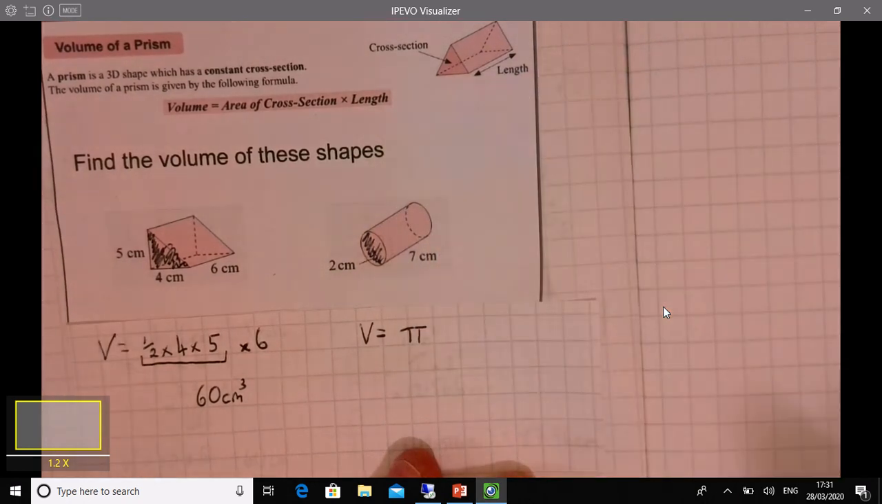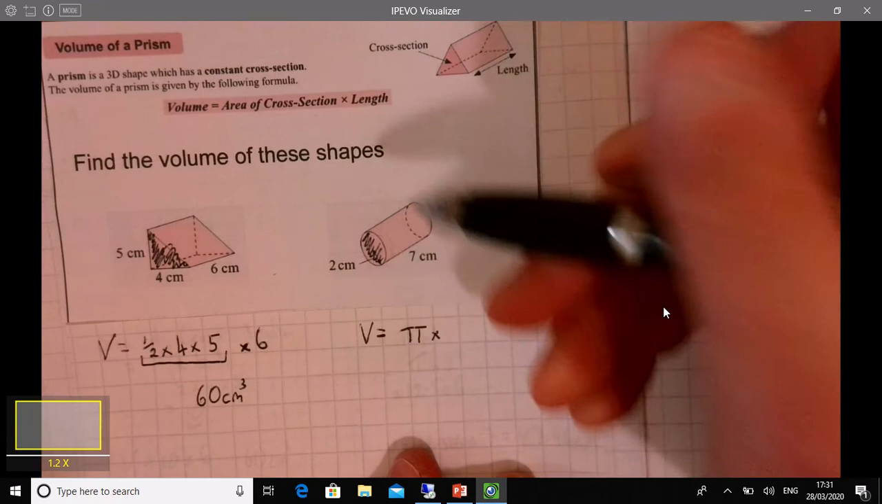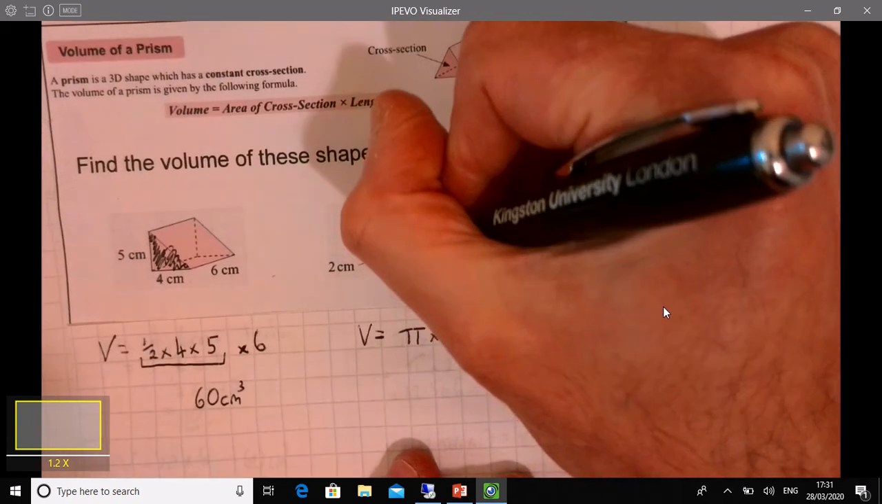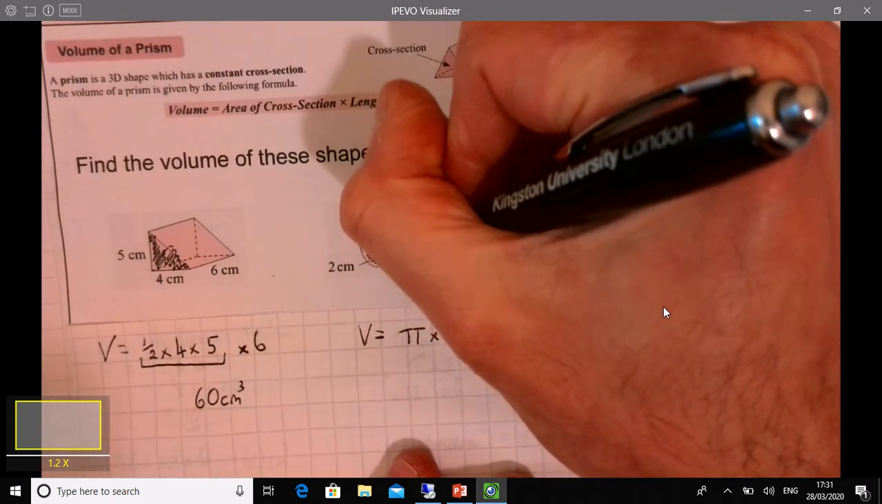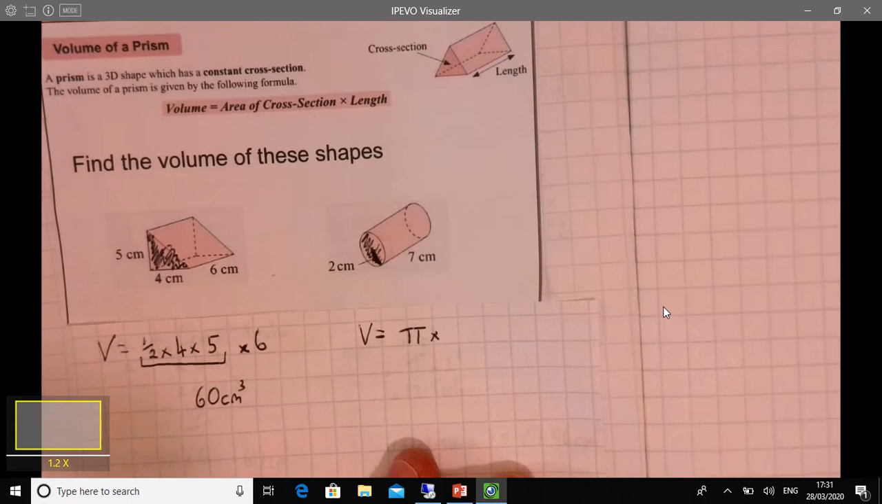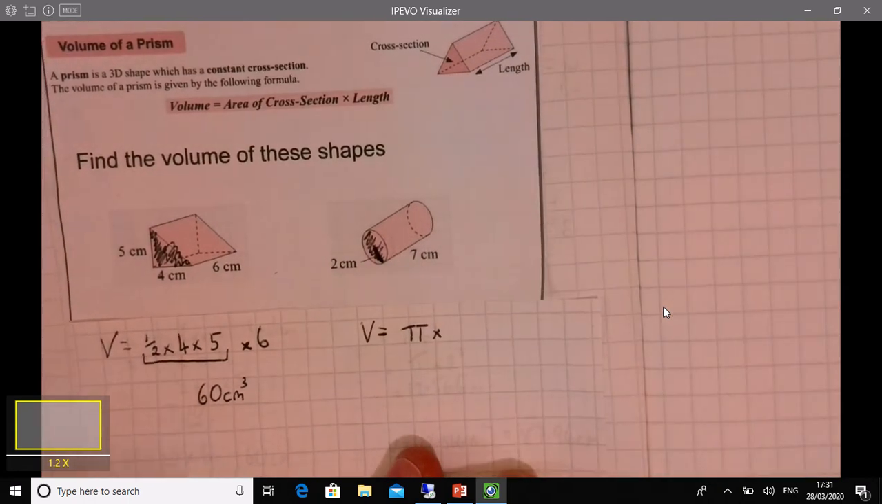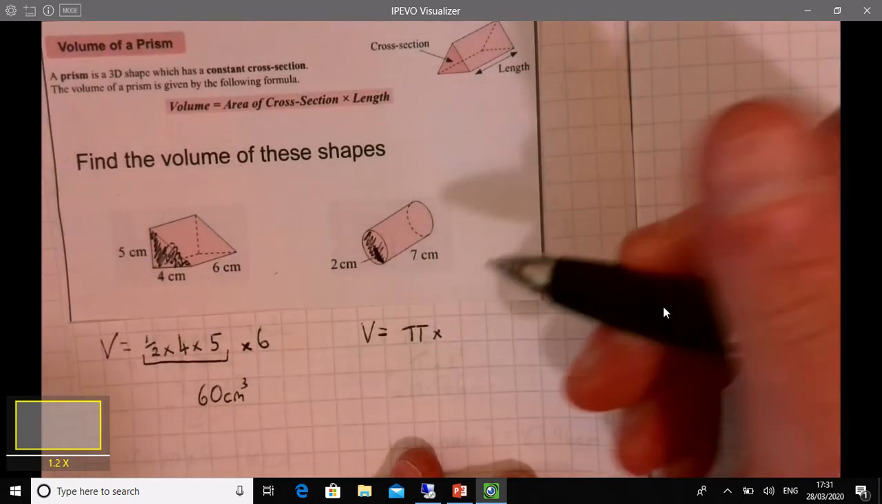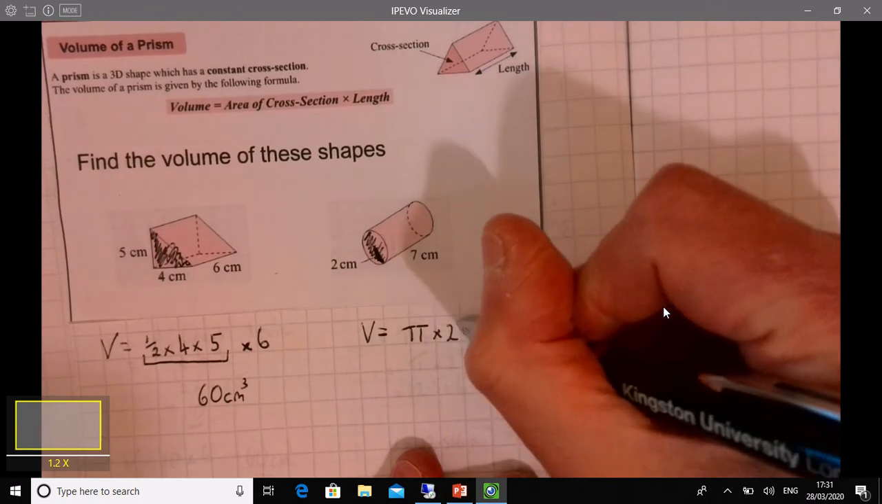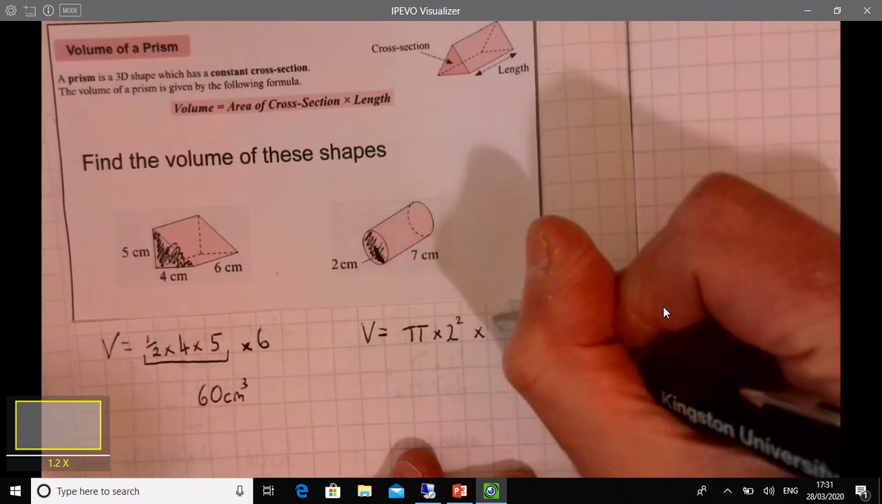Okay, so we've got pi times, so r was, sorry, it's not very clear on there, is it? R is actually 2, where I sort of shaded over it. You can sort of distinguish between whether that was the diameter or the radius. So 2 squared, and then multiply that by 7.